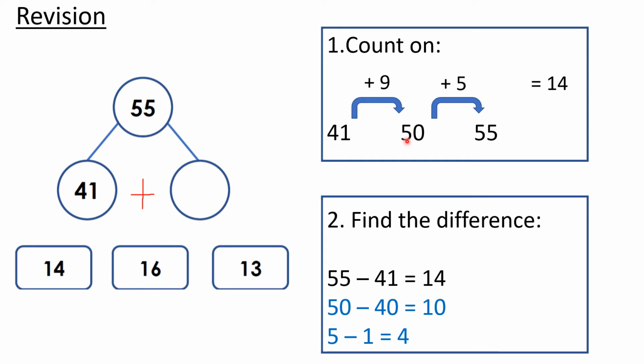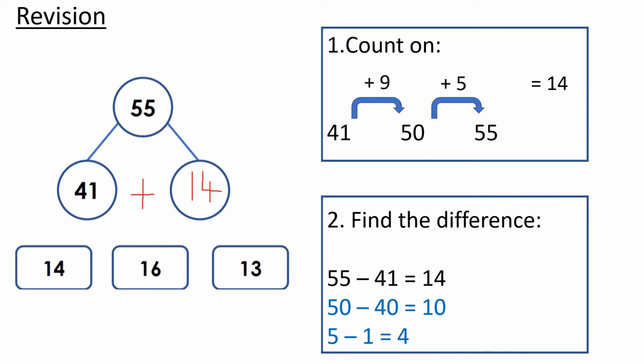Now, I can see when I look at the number 41 that when I add 9 more, I land on 50. And then I only need to add 5 more to get to 55. So in total, we've counted on 14 because 9 add 5 equals 14. So I know that 41 add 14 equals 55.